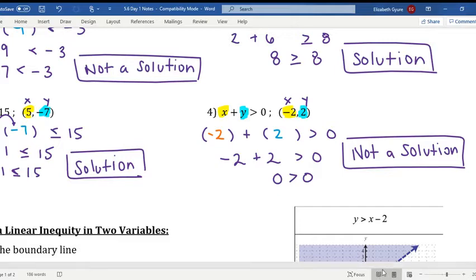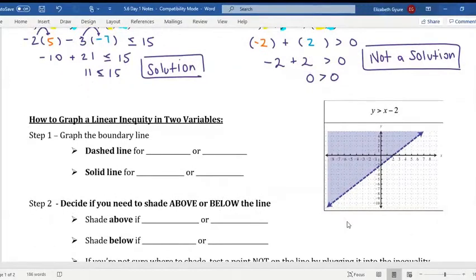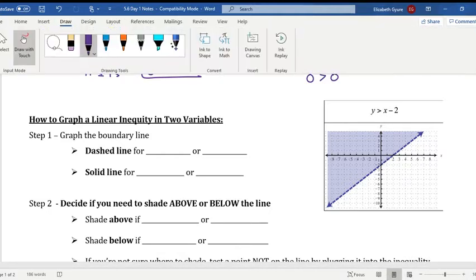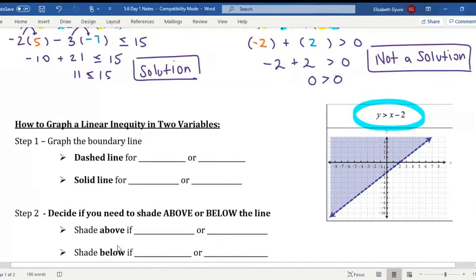Okay. All right. So next thing we're going to get into is the actual graphing part. So how to graph a linear inequality in two variables. Don't let the in two variables part confuse you. We're basically graphing a line, except now instead of an equal sign, we're going to have a greater than, less than, greater than or equal to, or less than or equal to. So we have basically a two-step process here. First thing is we're going to graph what's called the boundary line. That's just a fancy word for graph the line.